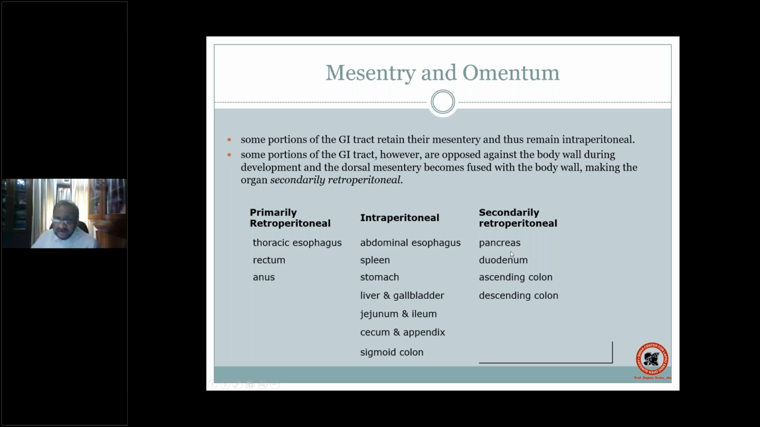Prime examples being the pancreas, the duodenum, the ascending colon, the descending colon. We know all these parts, especially the ascending colon and descending colon, in certain individuals could be intraperitoneal. They could have a mesentery. More often than not, they don't. But they could be having a mesentery. So what has happened there? They had mesentery when the development started, but later on, this part of the mesentery got fused. So this fusion of mesentery leads to the secondarily retroperitoneal organs, right? So these are the primary retroperitoneal, the intraperitoneal, and the secondarily retroperitoneal organs.